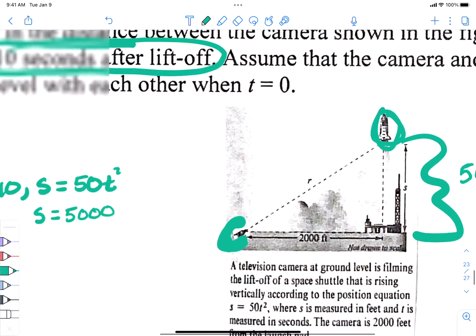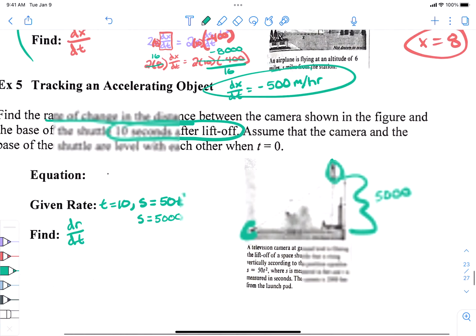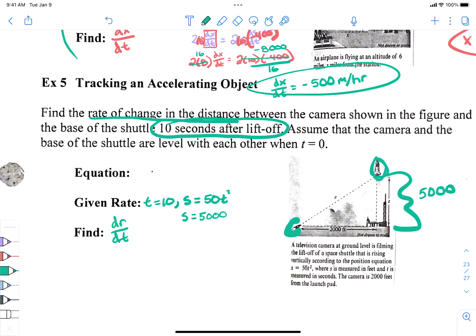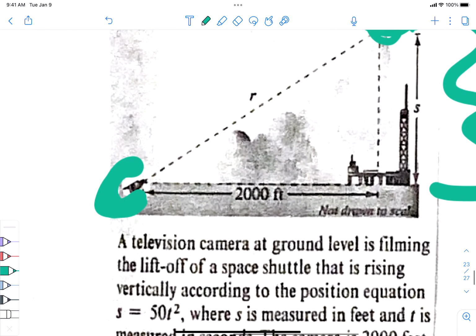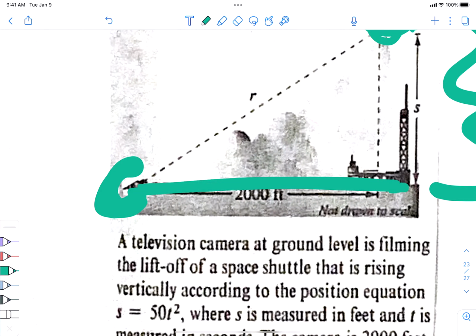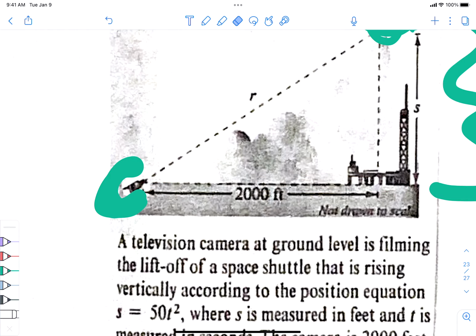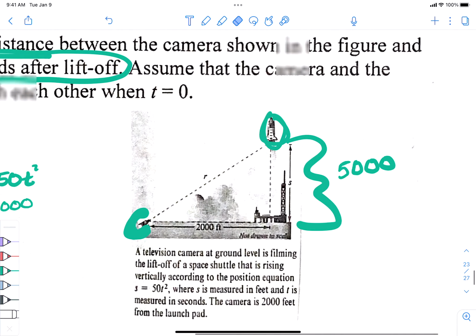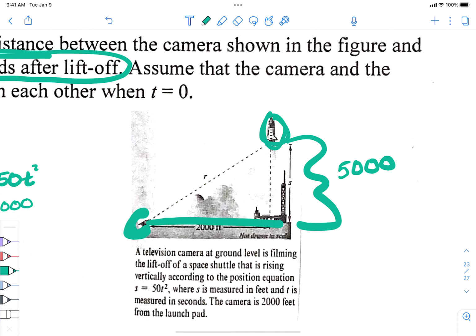All right, let's see what we've got going on here. Assume that the camera and the base of the shuttle are level with each other when time equals 0. So they're saying this is directly straight across from the base of the shuttle and that distance is 2,000 feet. 2,000 is the distance from here to here. 5,000 is this distance.